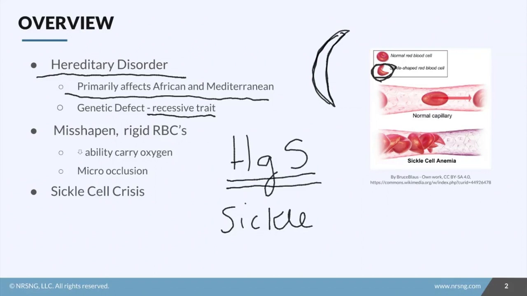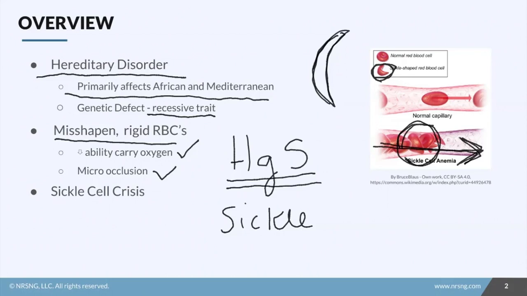When these red blood cells become misshapen and rigid, two things happen. The first is that they have a decreased ability to carry oxygen. The second is that these sickled cells are more likely to get stuck in the small vessels of the body, and we call that a microocclusion. You can see in the photo here what that looks like. Those red blood cells are clumping up and not moving as freely through the vessels as they normally would. Like I said, this is called a microocclusion.